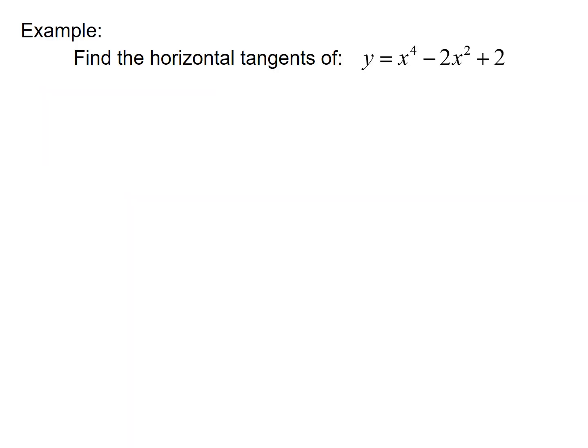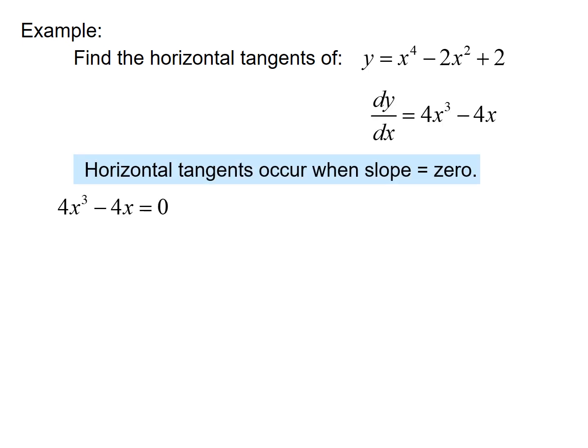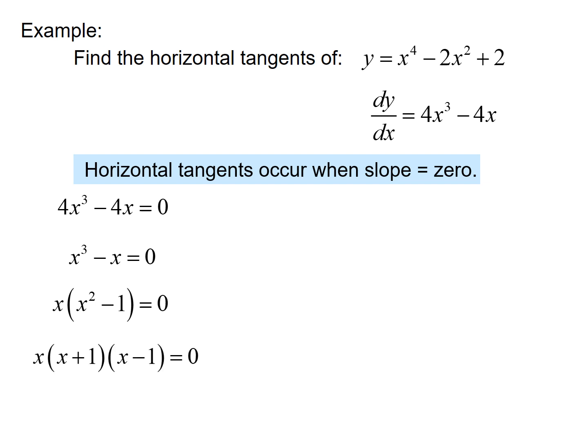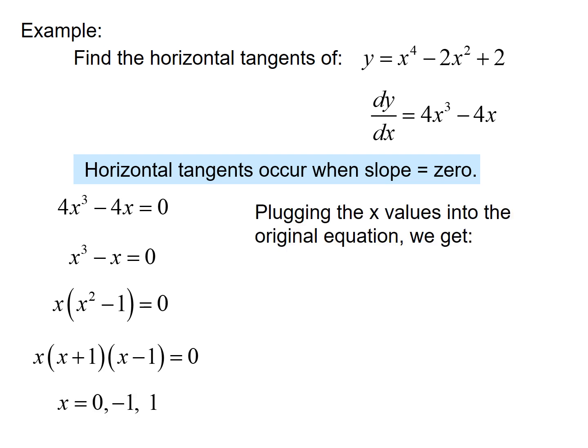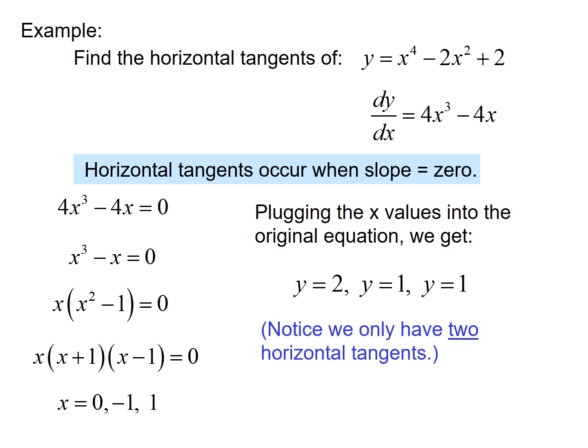We want to find horizontal tangents, so we can find an equation that will give us the slope, and we know that we have a horizontal tangent when the slope is equal to 0. So we take our derivative, we set the derivative equal to 0, and we can solve for x. We can factor out a 4x, or cancel out a 4, factor out an x, factor x squared minus 1, and we find there are three values of x where this equals 0: 0, negative 1, and positive 1. If we plug those back into the original, we can find the y values where these occur: y equals 2, y equals 1, and also y equals 1. So really we just have two horizontal tangent lines because y equals 1 is the tangent at both x is 1 and negative 1.